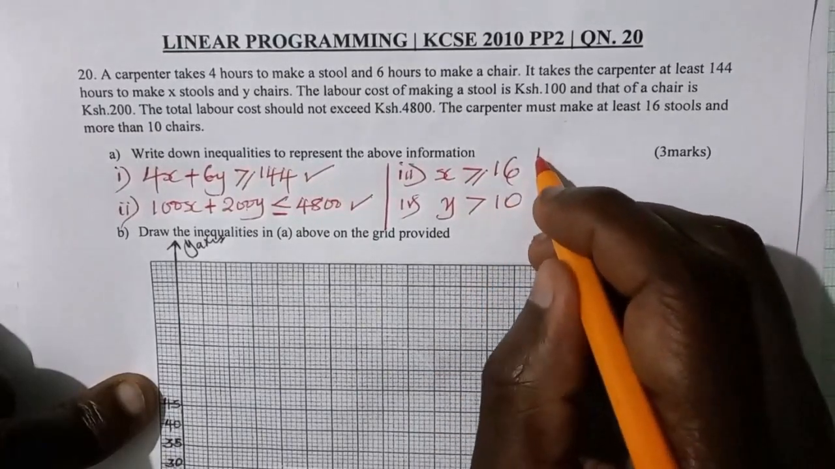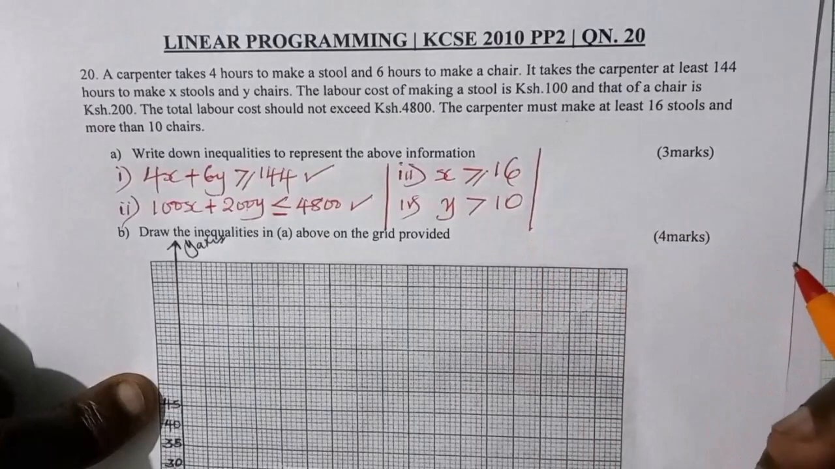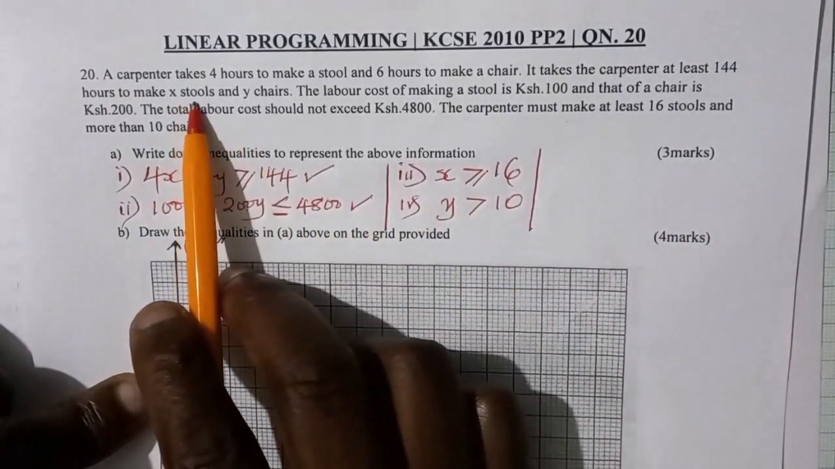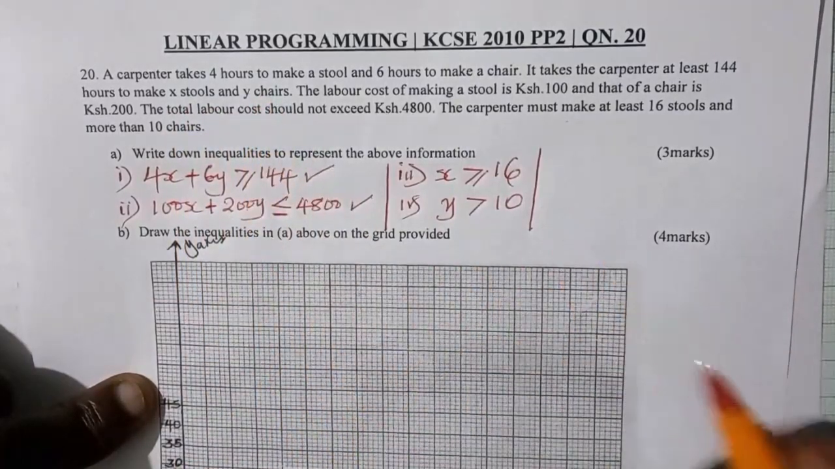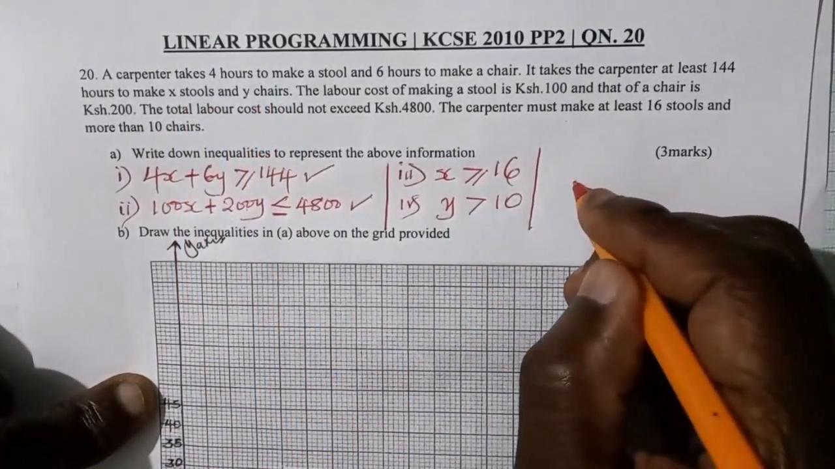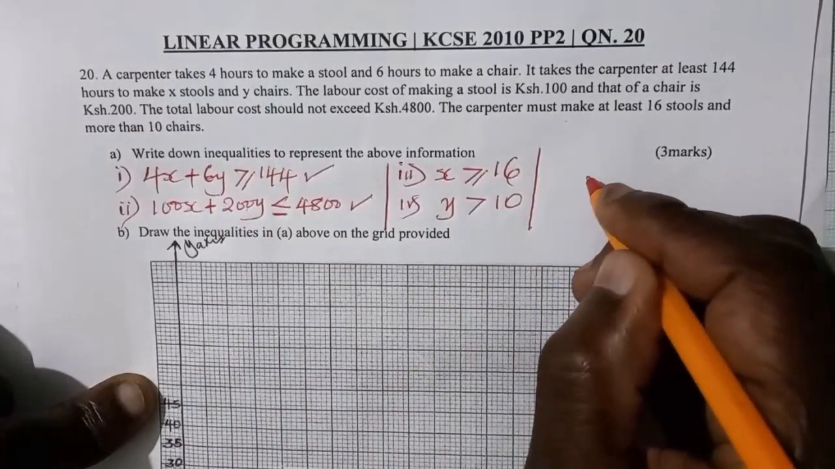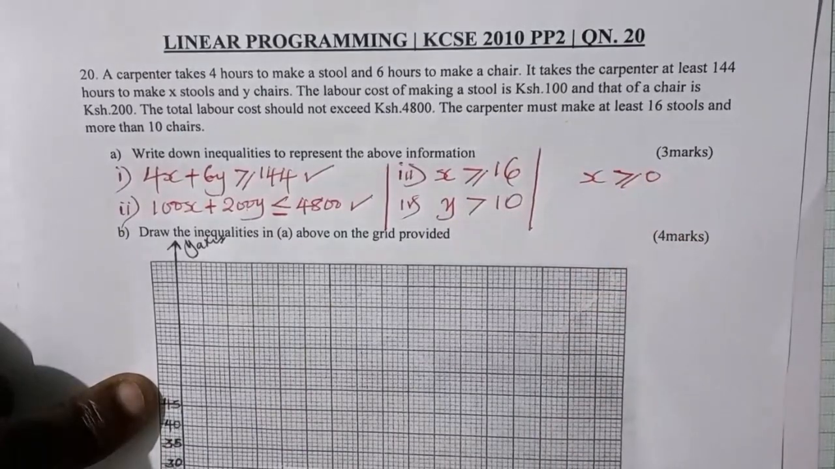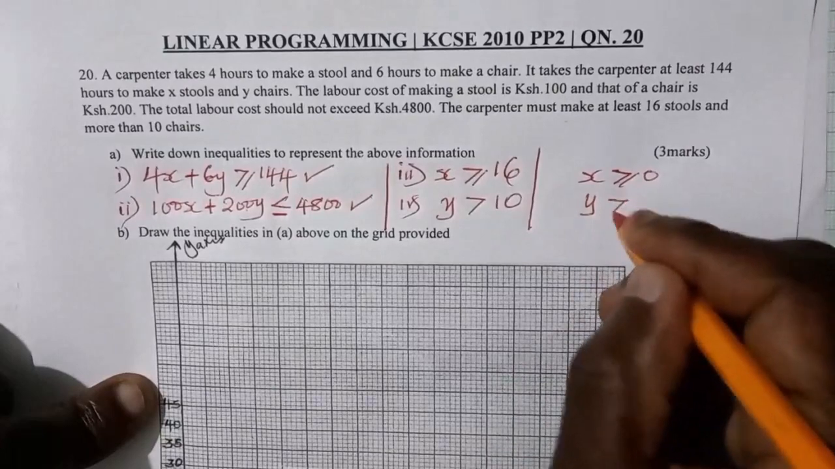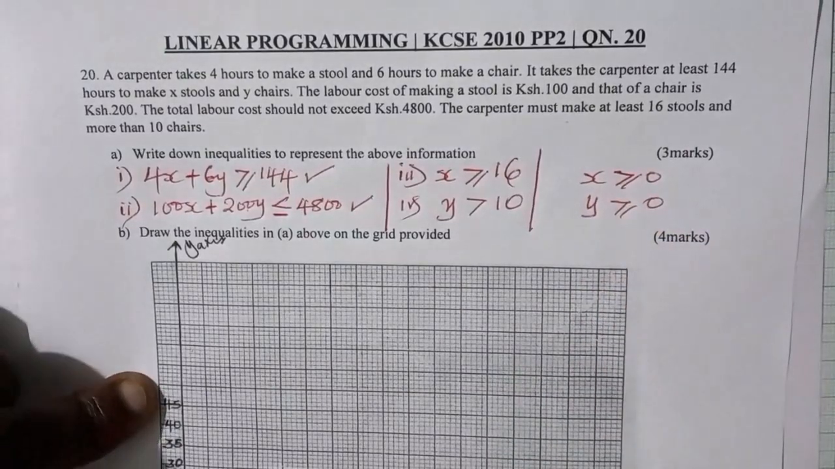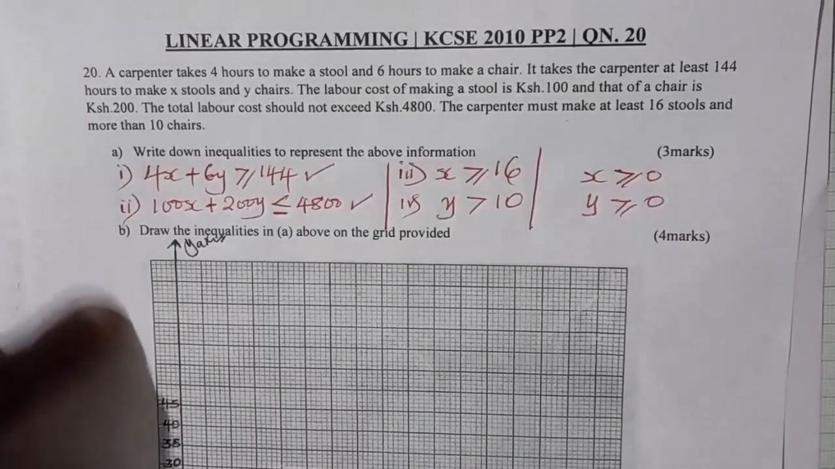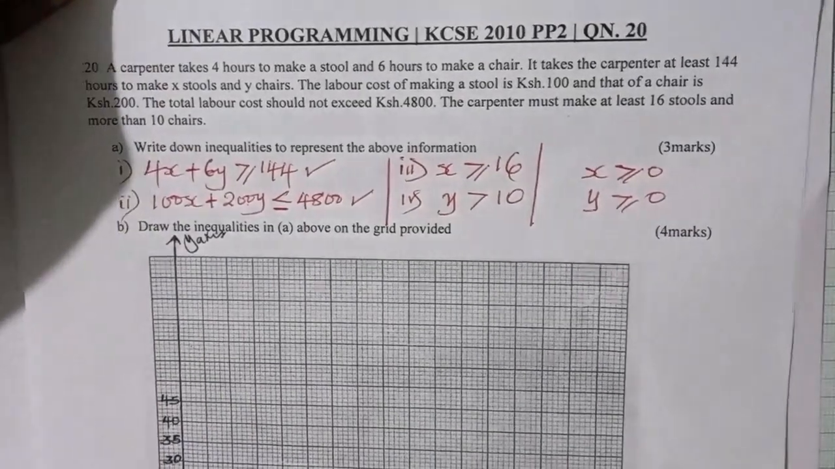So those are the inequalities. But of course, there are others that we do ignore. Like here we are dealing with the number of stools and chairs, those ones should be non-negative. So it means that the number of stools, that is x, should be greater than or equal to 0. We cannot have negative chairs or stools. So y the same. That one is important to include. Now, having those inequalities, let us graph them for part B now.